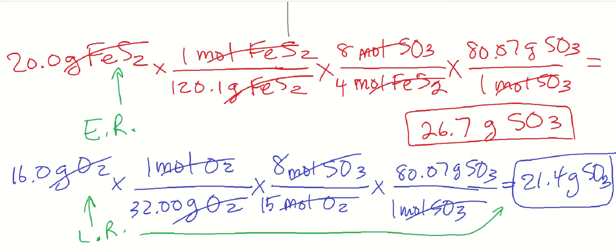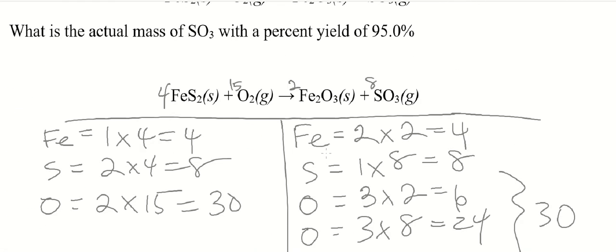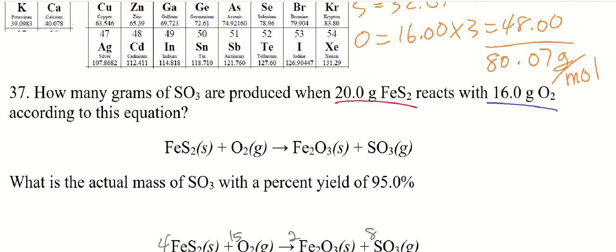Now this is going to determine how much you can actually make. So this is known as your theoretical yield. All right, so hypothetically, you could make a maximum of 21.4 grams of sulfur trioxide if you had these quantities of reactants. So we're almost done.